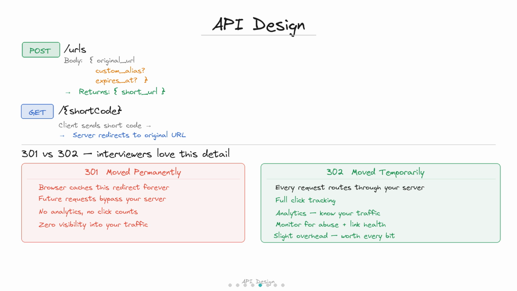A 302 means move temporarily. Every redirect routes back through your server. You can log every click, track analytics, monitor for abuse, and check link health. The slight overhead is completely worth it. We'll use 302. In a production system, observability is not optional.